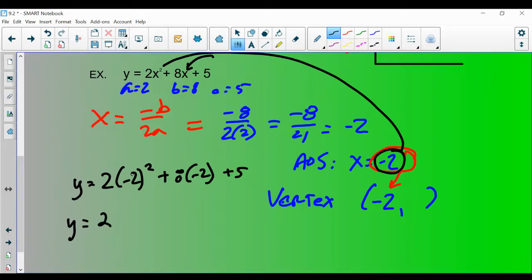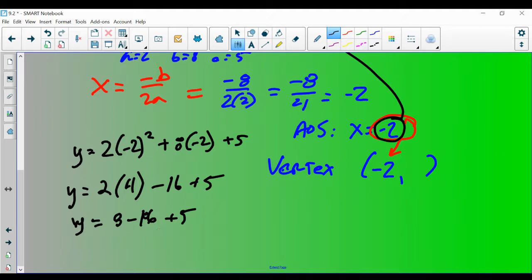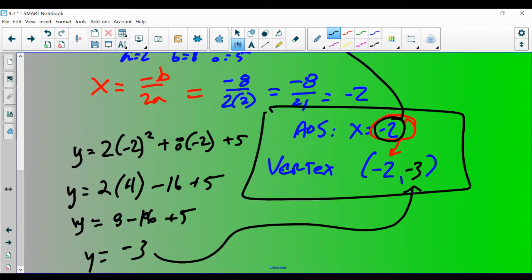Negative 2 squared is 4. I'm following my order of operations perfectly, you'll notice. I can do that multiplication if I want to, negative 16 and plus 5. So I end up with y is equal to 8 minus 16 plus 5. 8 minus 16 is negative 8, and negative 8 plus 5 would be negative 3. So the y value is negative 3. That's going to be the y value of the vertex. And now I have found my axis of symmetry and my vertex.